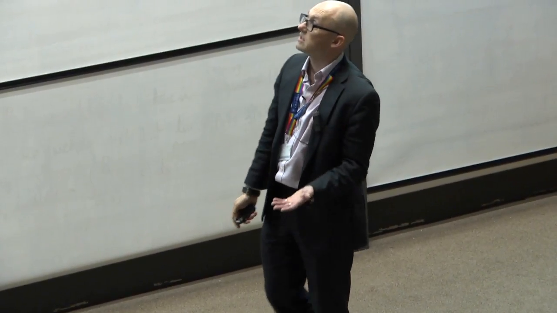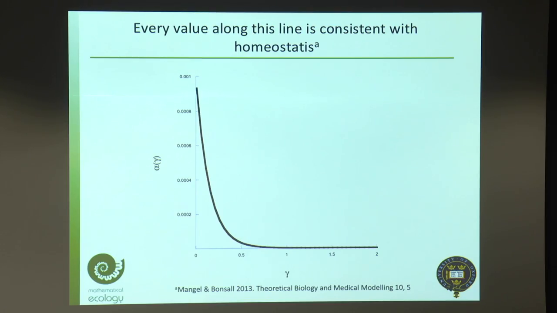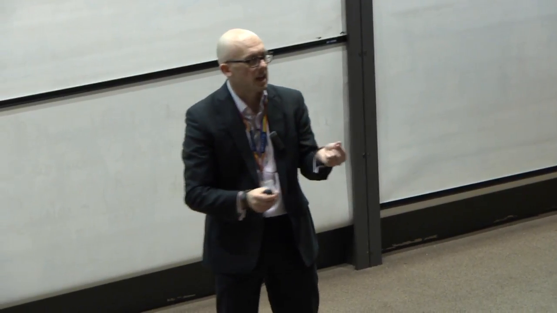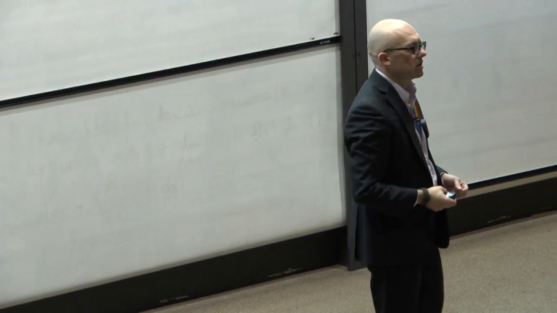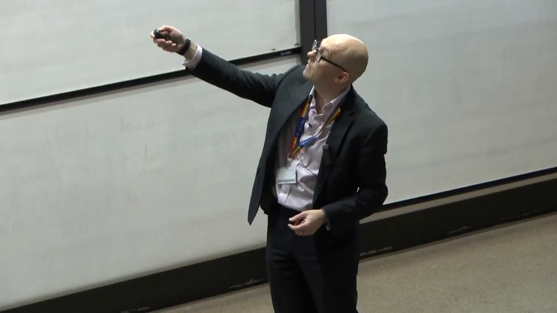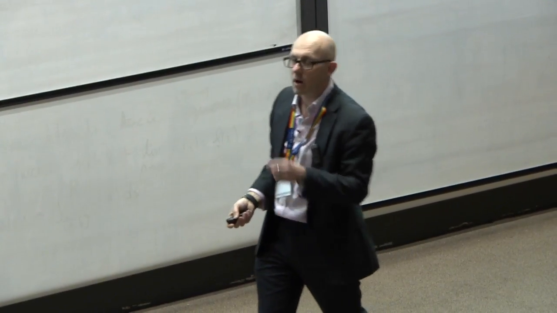They all look like this. There's a whole set of values. So here are the values of alpha and the values of gamma, and every single point on that line represents homeostasis. There isn't one set of alpha and gamma values that tells me this is homeostasis. It's just this whole family. Every value along this line is a point that gives us homeostasis.